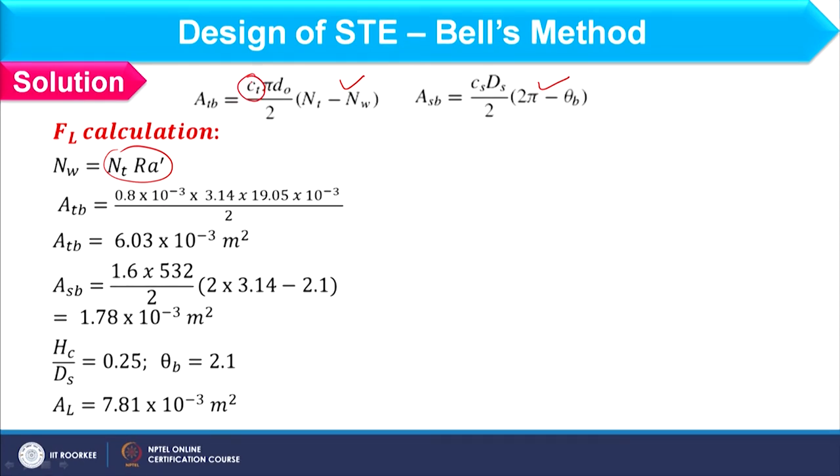basically the clearance between the hole in the baffle and the tube OD. So this CT is always equal to 0.8 mm. Okay. So in this way you can find out the ATB value. Considering all these values and NW, you can find it as 48.